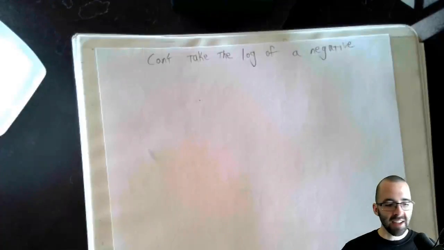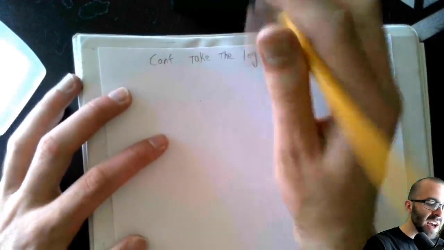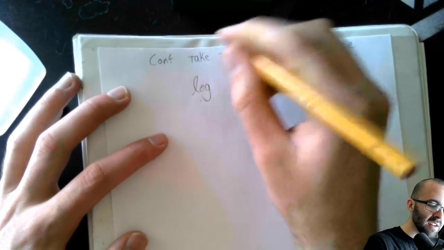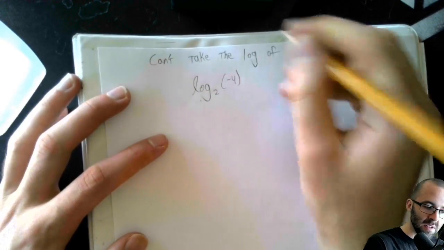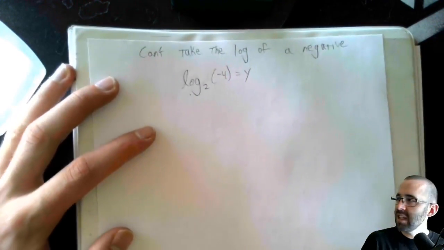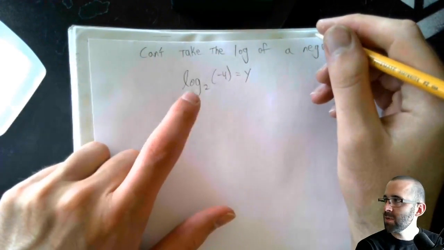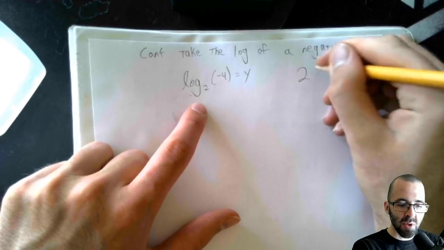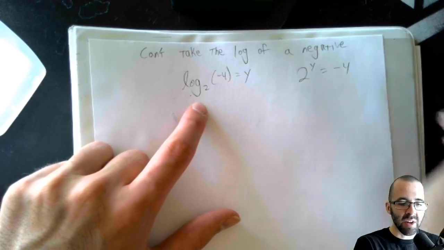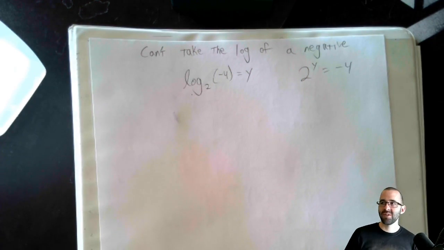Another way to see why we can't take the logarithm of a negative is let's try to take the logarithm of a negative. What is log base 2 of -4? Well, we learned yesterday we want to put this in exponential form. In exponential form, 2 to what power is going to give you a -4? And there's no answer to this.